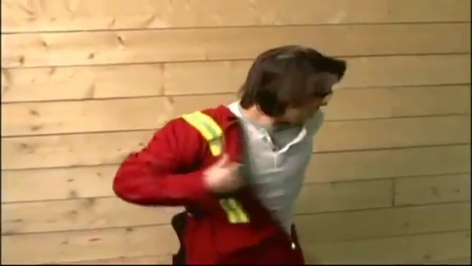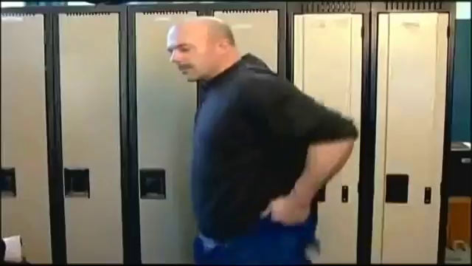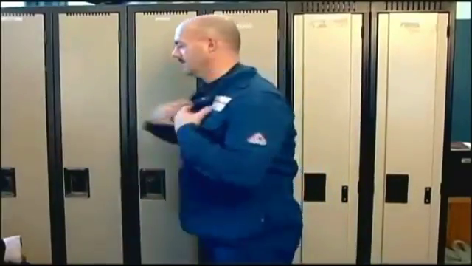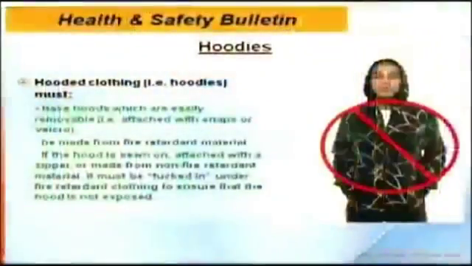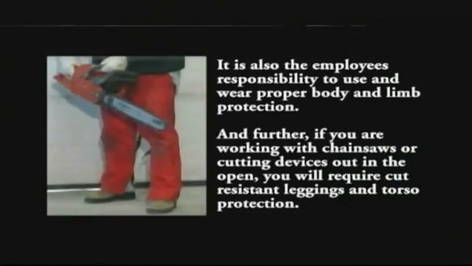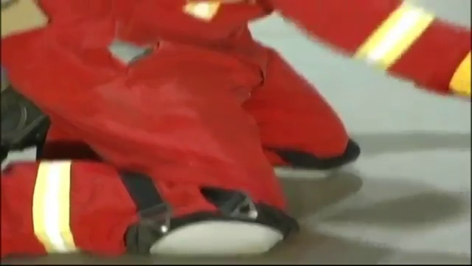Workers must ensure that the clothing worn underneath flame-resistant outerwear and against their skin is made of fire-resistant fabrics or natural fibers that will not melt when exposed to heat. Check with your supervisor about the requirements for wearing hoodies on your site. It is also the employee's responsibility to use and wear proper body and limb protection. And further, if you are working with chainsaws or cutting devices out in the open, you will require cut-resistant leggings and torso protection. Protect your knees from injury as required.